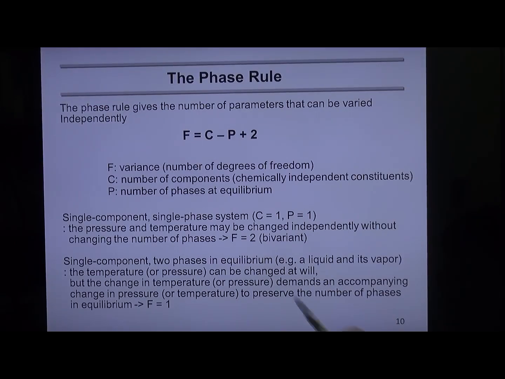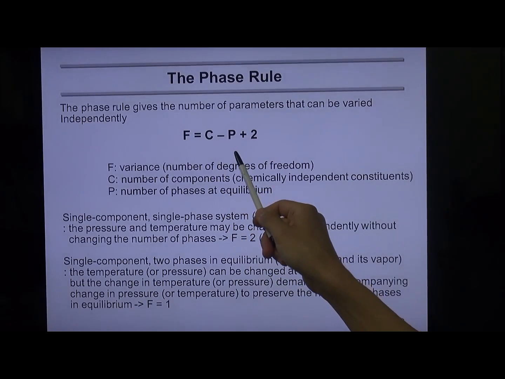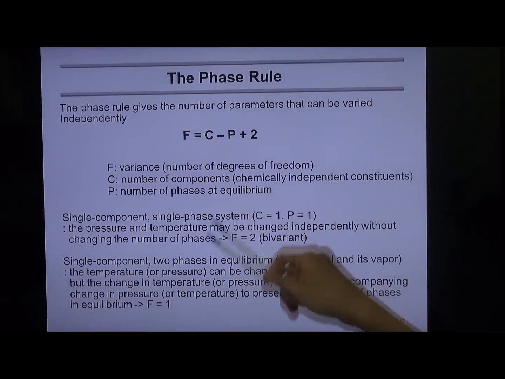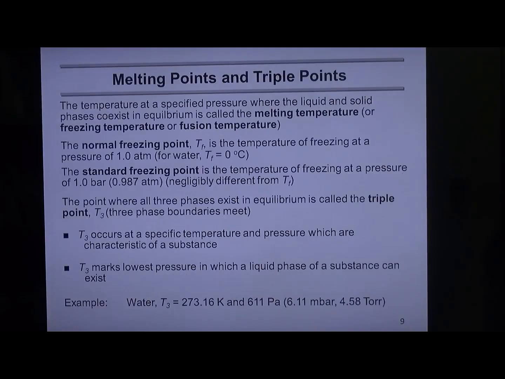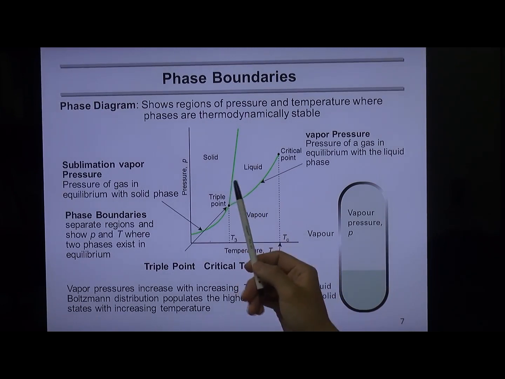How about a single component, two phases in equilibrium? One component, so we don't need to worry about composition, but two phases are at equilibrium. So C is 1, but P is 2. The resulting variance F is 1. Why? Single component, phases are at equilibrium. So for example, they are on this boundary, right?